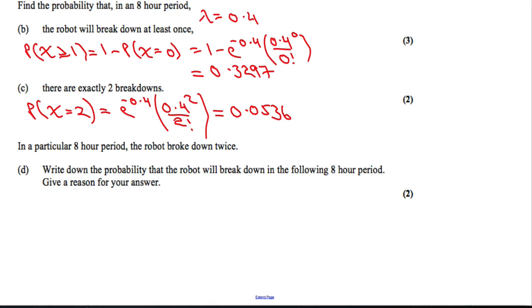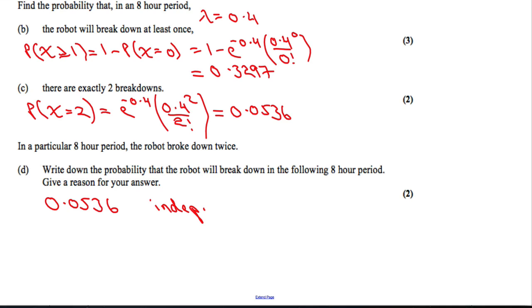Well, this is where we've got to remember what our conditions are. And one of the conditions was that the events are independent. So it doesn't matter that it broke down previously. The probability that it will break down in the next 8-hour period is exactly the same. So the probability must still be 0.0536. And the reason is that they're independent. Poisson distribution, all events are independent.